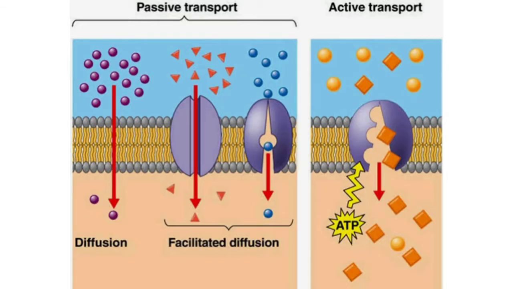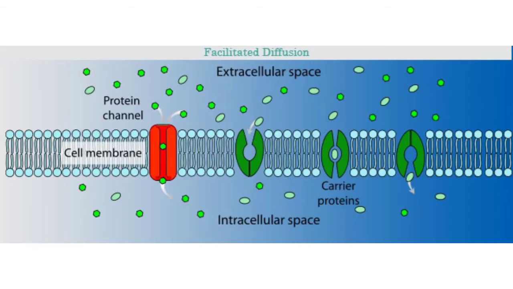Now we'll see facilitated diffusion. There's a difference between facilitated diffusion and active transport. The only thing common between them is that the molecules are transferred across the cell membrane through a carrier protein. In facilitated diffusion, the molecules move from a higher concentration to a lower concentration, and there's no energy expenditure, but it is through the carrier proteins.